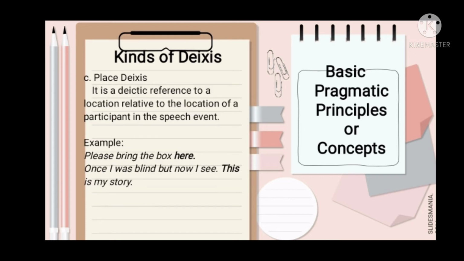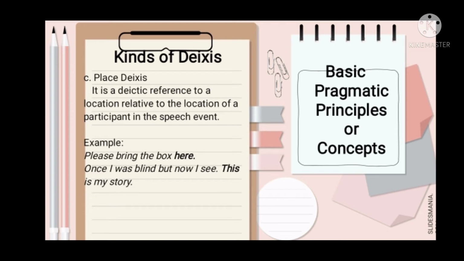Place deixis. It is a deictic reference to a location relative to the location of the participant in the speech event. For example, "Please bring the box here." Obviously, the deictic word in this sentence is the word here, which states the current location of the participant in the conversation.